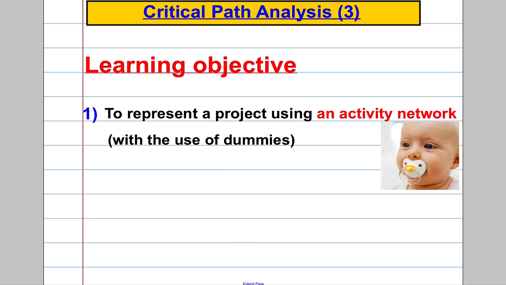What I'd like to do in this video is again build on video 2, representing a project using an activity network, but this time we're allowed to use dummies. So I'm going to introduce you to the concept of dummies in this topic, and we're going to use them in drawing an activity network.